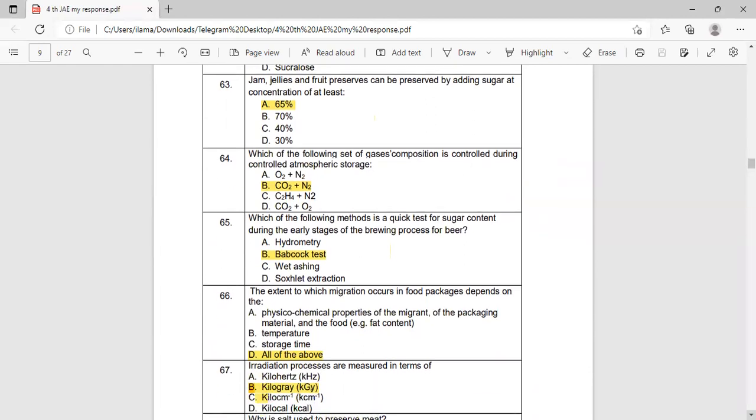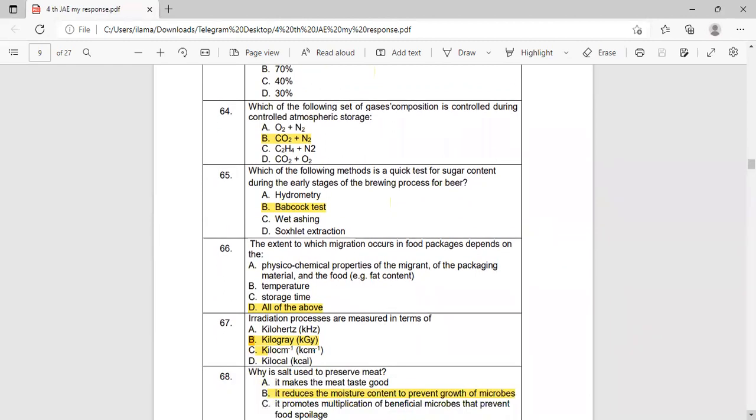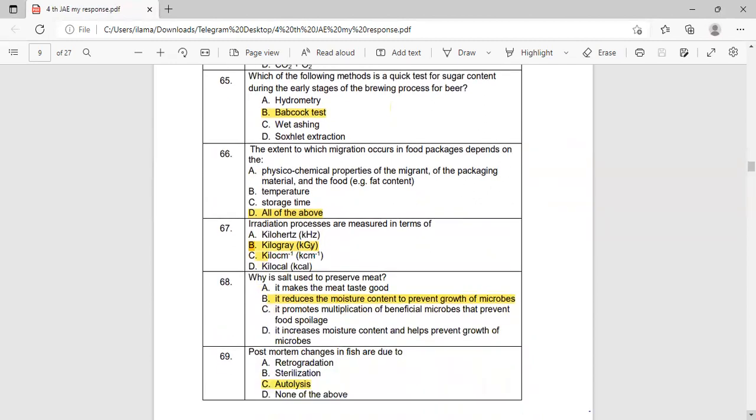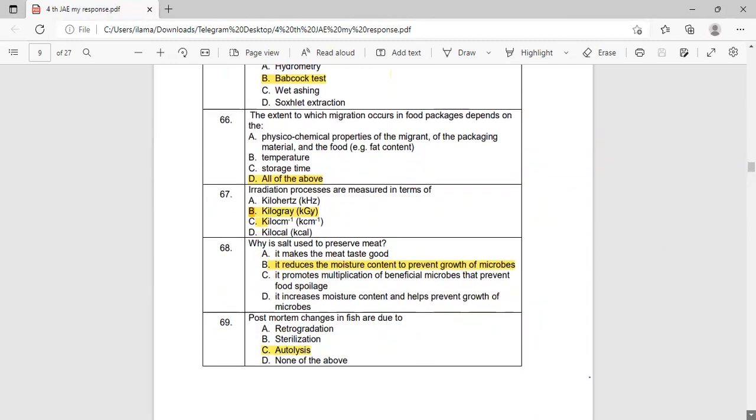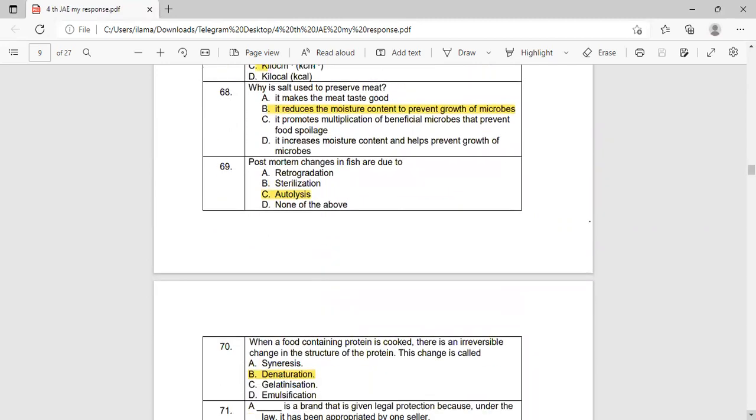Irradiation process is measured in terms of kilogray. If rad is given, it will also count. Why is salt used as a preservative in meat? It reduces the moisture content to prevent the growth of microorganisms. Next one, postmortem changes in fish are due to autolysis. When a food containing protein is cooked, there is an irreversible change in the structure of the protein. This change is called denaturation.